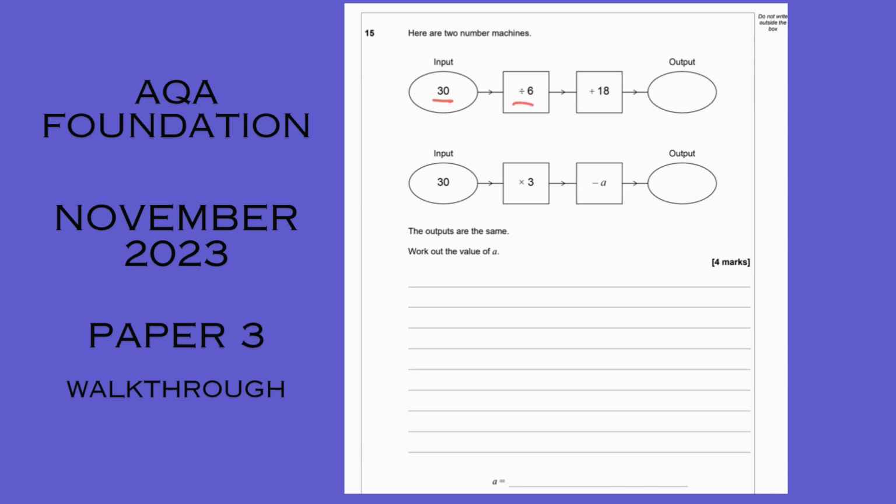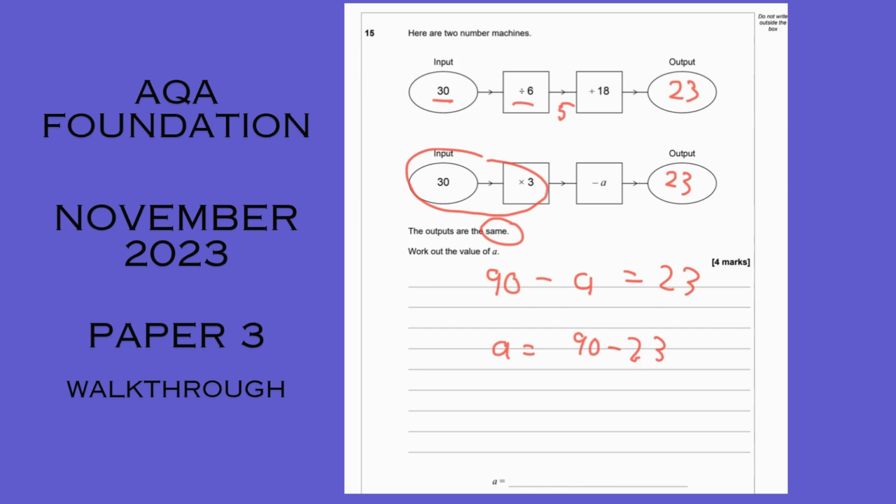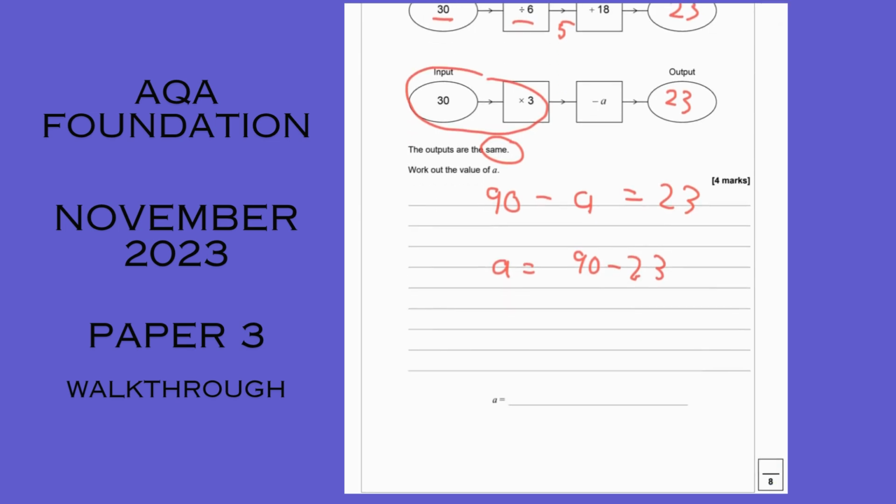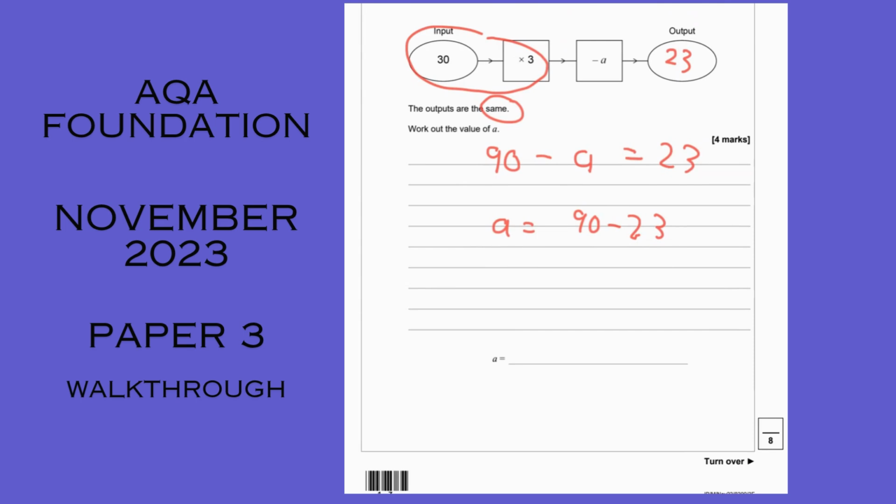Machine 1, 30 divided by 6 gives us 5. 5 plus 18 is 23. The outputs are the same. So the statement we can make on the second machine is 30 times 3 minus a number gives us 23. So this number accounts for the difference between 90 and 23, or in other words, 67. On we go.